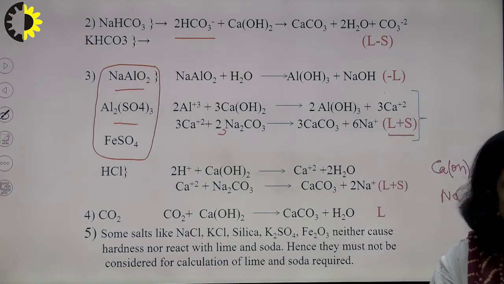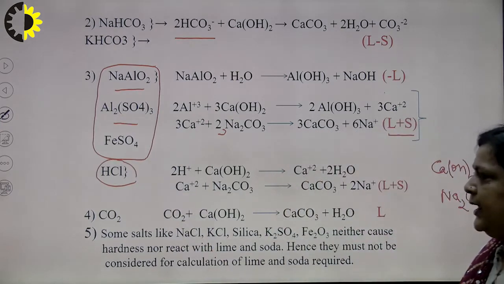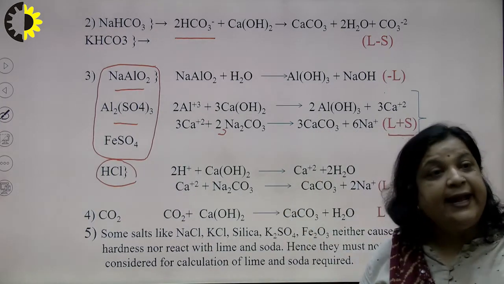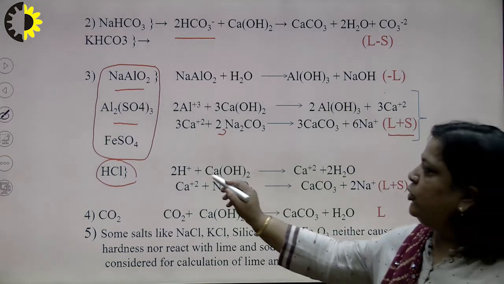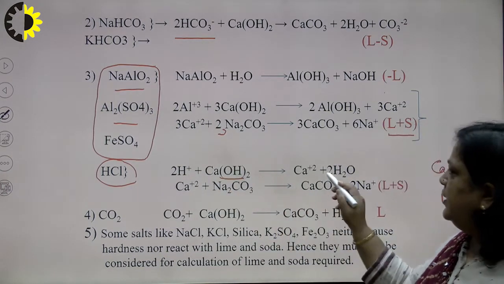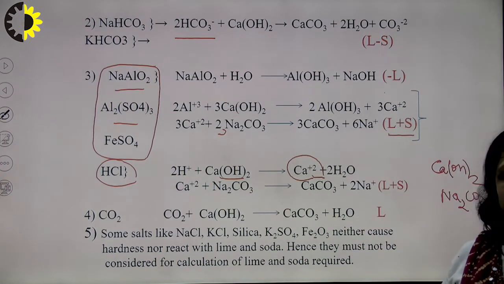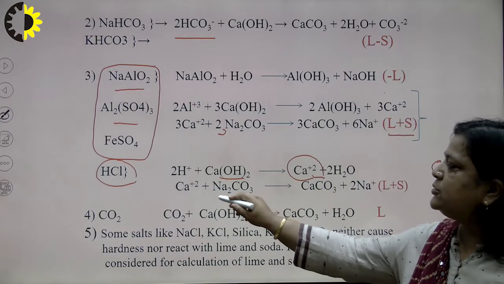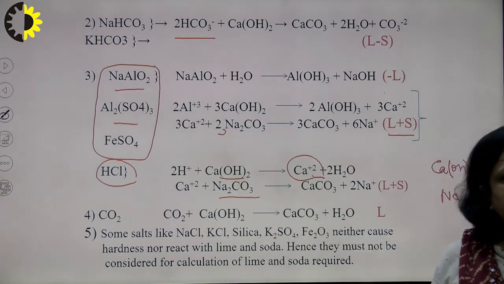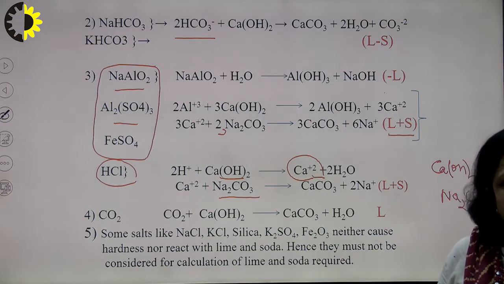calcium, soda is required. Now, if acidic impurity is there, acidic impurity means like HCl, like H2SO4. So, to remove this H plus, first lime is added. Now, Ca plus 2 is formed and Ca plus 2 is not allowed to remain in water. So, to remove this Ca plus 2, soda is added. So, all types of acidic impurities we require lime as well as soda.